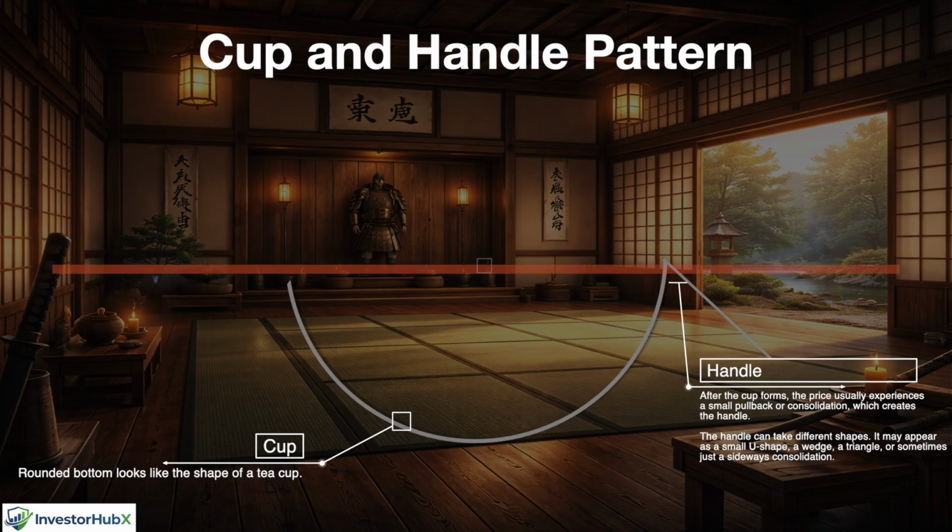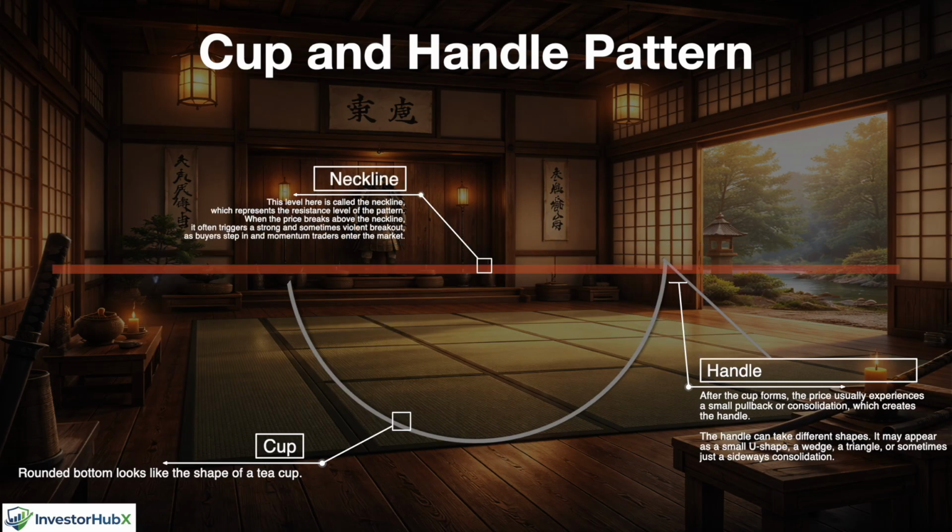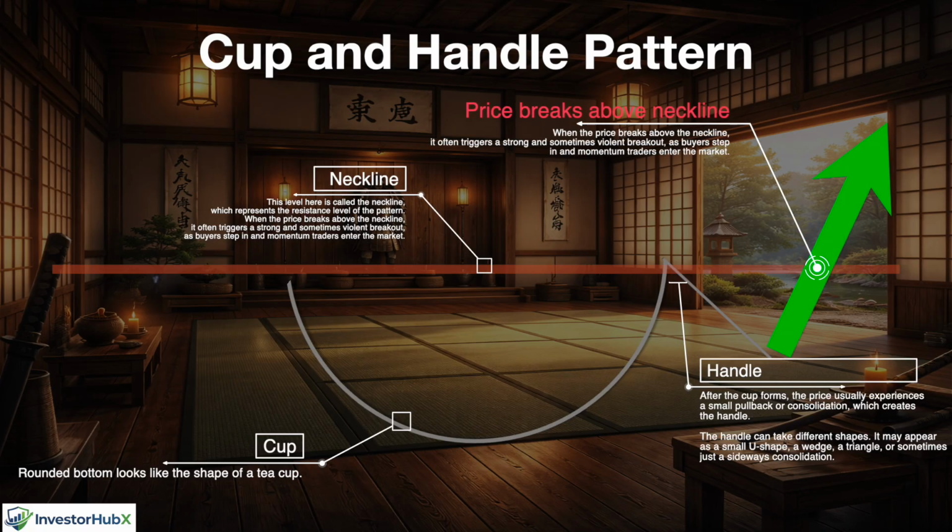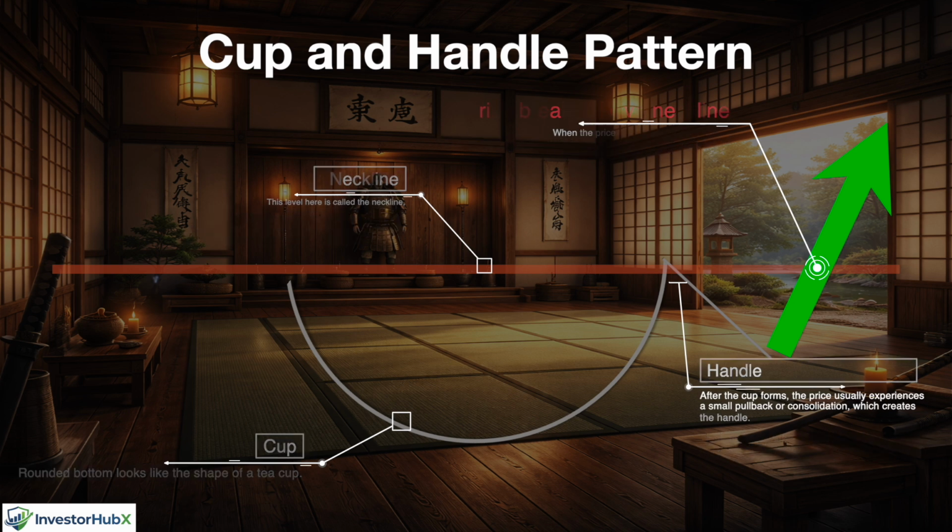This level here is called the neckline, which represents the resistance level of the pattern. When the price breaks above the neckline, it often triggers a strong and sometimes violent breakout as buyers step in and momentum traders enter the market. The longer the cup takes to form, the more powerful the potential breakout can be.